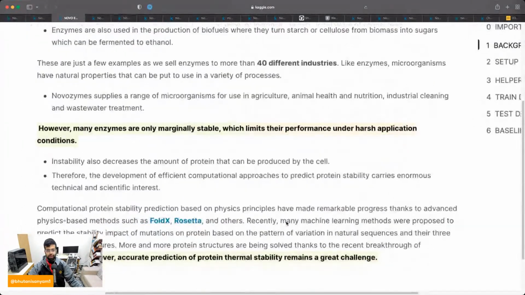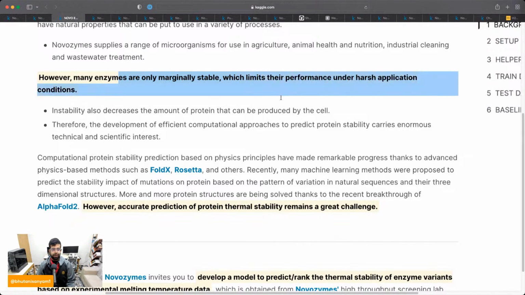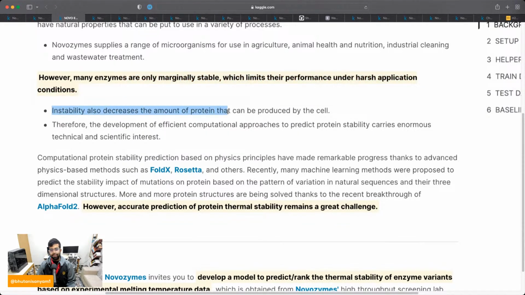So the thing worth pointing out is many enzymes are only marginally stable, which limits their performance under harsh applications. Instability also decreases the amount of protein that can be produced by the cell. Therefore, the development of ways to predict protein stability is really important, and that's why this competition is quite important generally towards the world as well.